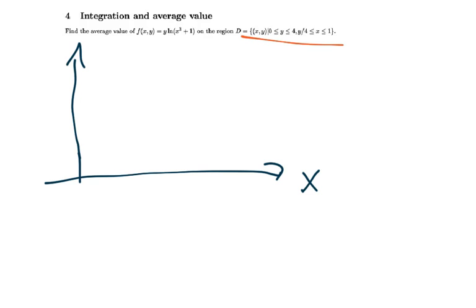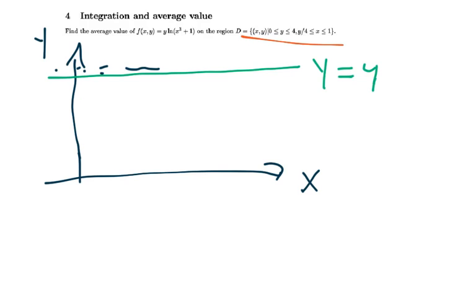So this is the xy plane. I have y is equal to 4, which I'm going to draw. So I'll just draw this here in green. y is equal to 4. And the reason I do y is equal to 4 is I know that y is between 0 and 4. So I'm also going to draw y is equal to 0.